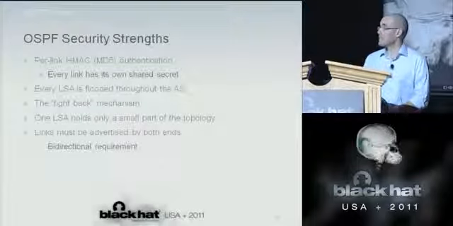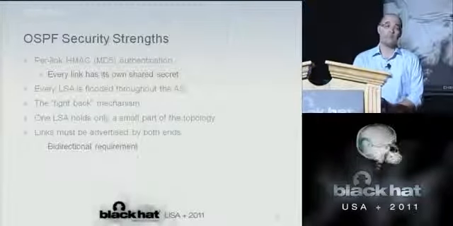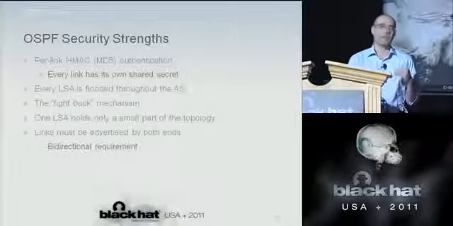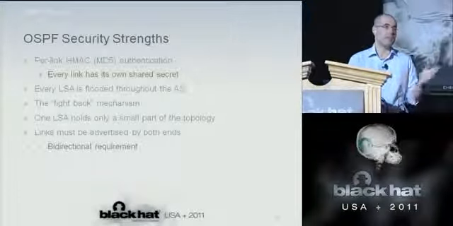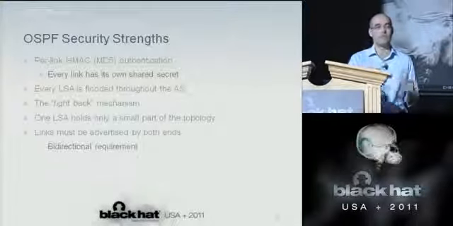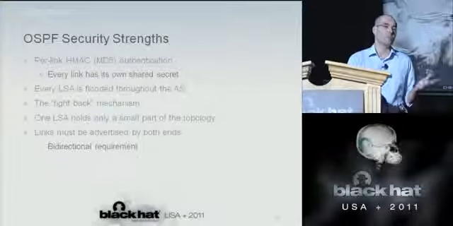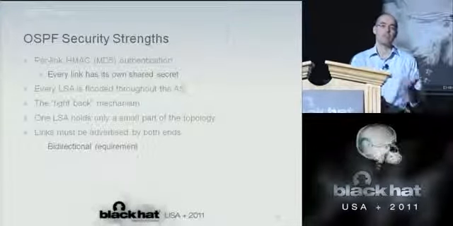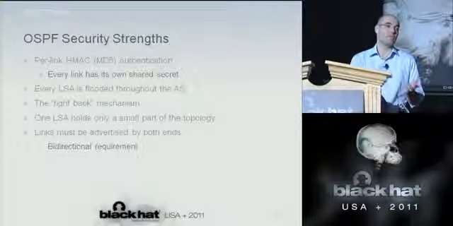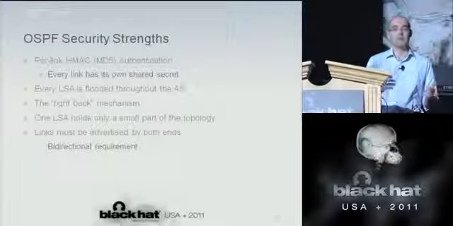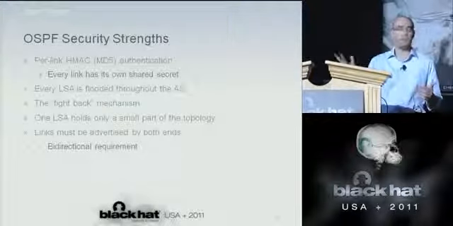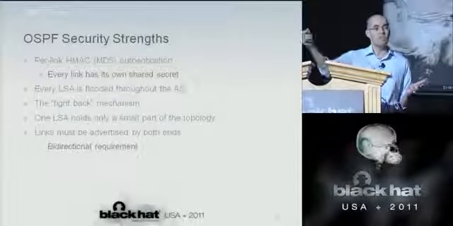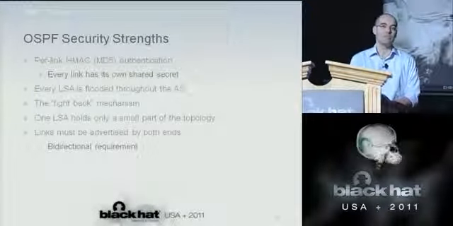And the last strength is that links must be advertised by both ends. This is the bidirectional requirement, which means that if a link is just advertised by a single end, and not the other end of the link, then the link will not be taken into account during the routing table calculation of the other routers in the autonomous system. This means, for example, that an attacker that simply advertised the link to another router will not get any influence on the routing table calculation because that other router will never advertise the opposite direction of that link.